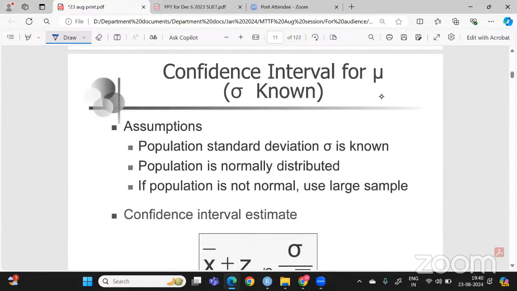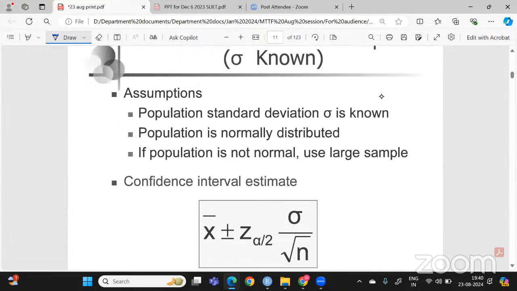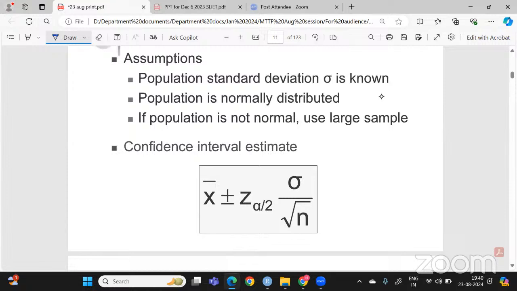When sigma is known, the confidence interval for the parameter mu is x bar plus or minus z alpha by 2 times sigma upon root n. So what is z alpha by 2? Can anybody explain to me? Z alpha by 2 is a critical value that comes from the standard normal distribution. And why are we taking alpha by 2? I think if you covered this topic yesterday, you can explain this.